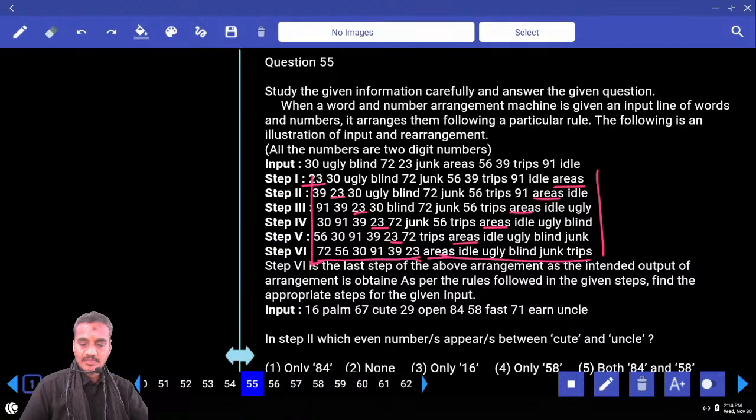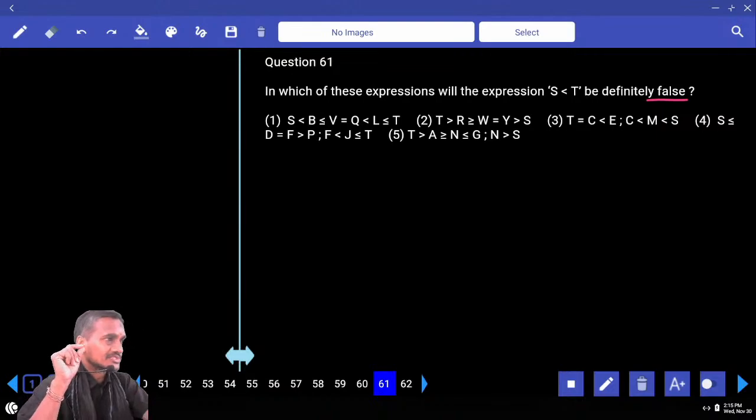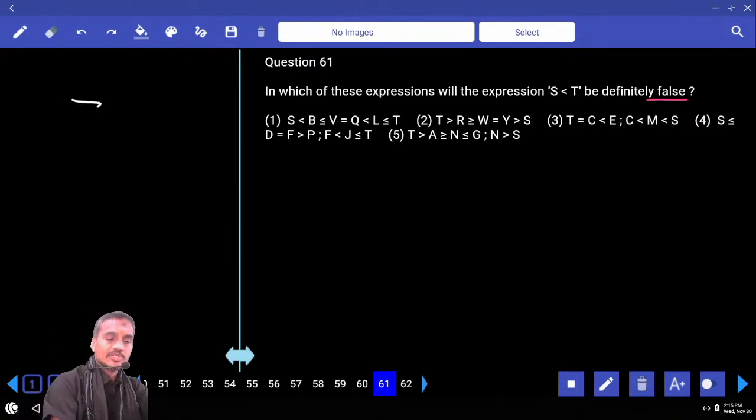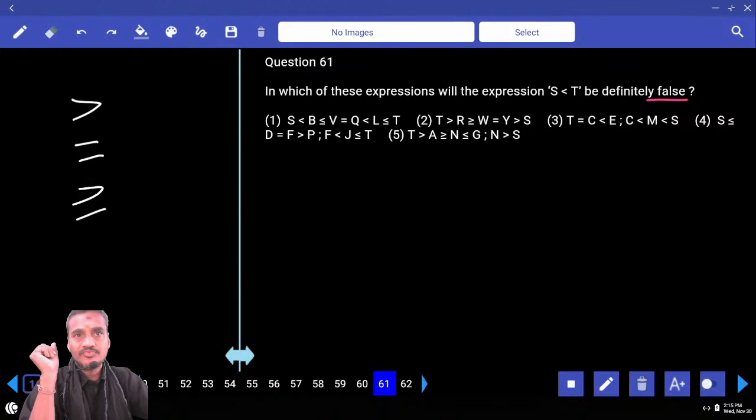Next, question number 61: definitely false. S lesser than T is definitely false. In order to make S lesser than T definitely false, what do we need to prove? If we prove S greater than T, S equals to T, or S greater than or equals to T, then S lesser than T will be false. If you could prove any one among these 3, S lesser than T will be definitely false.